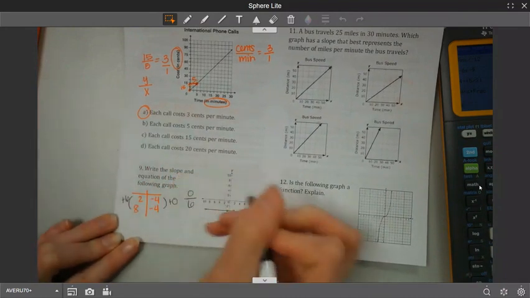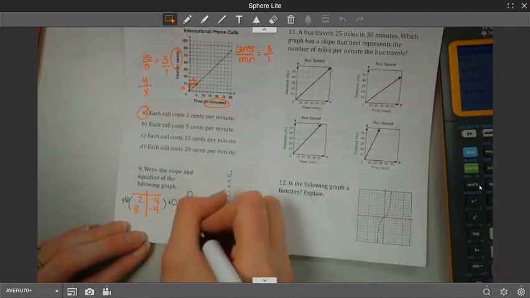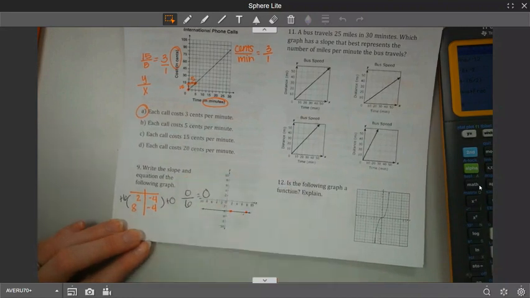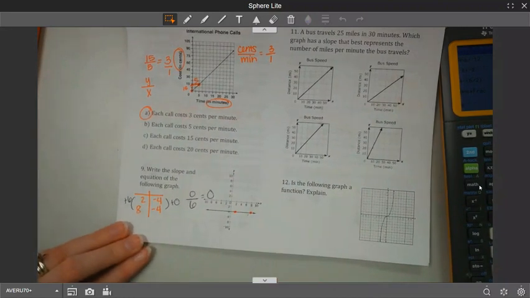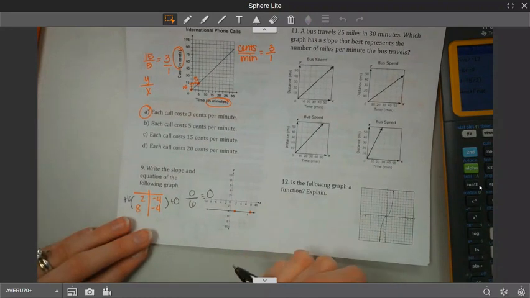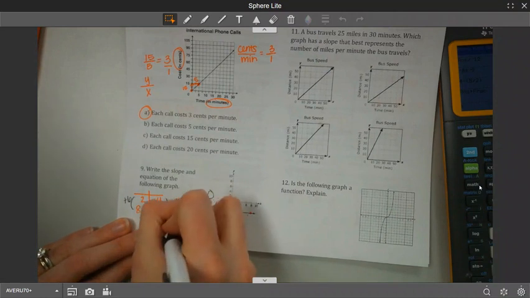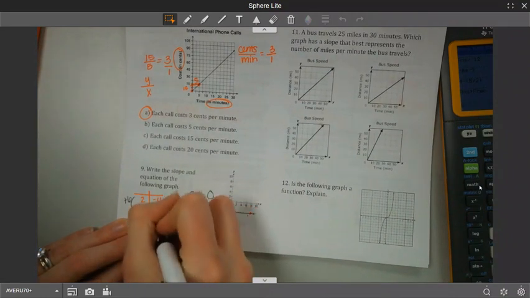0 over 6, change in y over change in x. Well, 0 is allowed to be in the numerator. It's just not allowed to be in the denominator. So this will simplify to a slope of 0. And whenever I have a slope of 0 or a horizontal line, my equation is just whatever y value I have. So the y value is negative 4. So the equation is y equals negative 4.